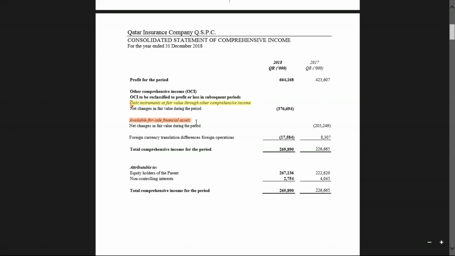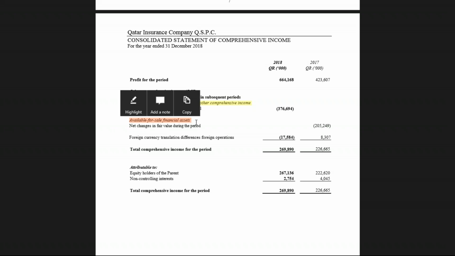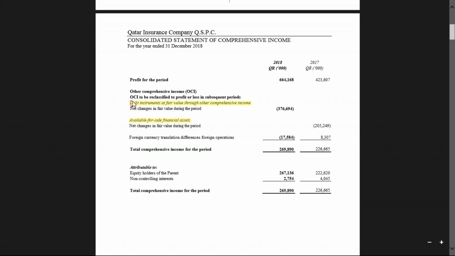Now, available for sale financial assets. This is a very important class that we need to know, right? So this is something that we really need to understand: assets for sale and the debt instruments for other comprehensive income, and we need to know what type of assets come under available for sale financial assets, because these are something which would apply for IFRS 9 impairment exercises. So that's something that we need to take care of.